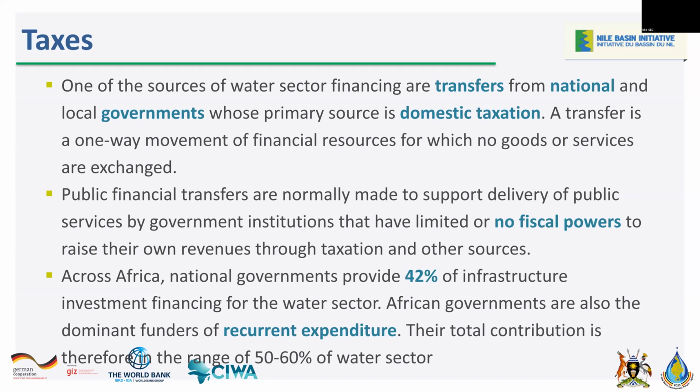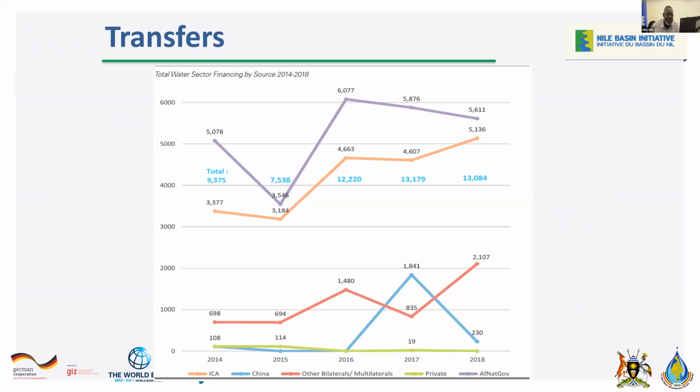Looking at the infrastructure side, over Africa, financing from national governments contributes to 42% of the infrastructure financing in the entire Africa in the water sector. If you consider that the national governments also bear the biggest burden of recurrent financing, then their contribution to the sector can go beyond 50%, up to sometimes 60%. That graph is taken from the report of 2010 of the Infrastructure Consortium for Africa, showing the purple line above there being the biggest contributor to the water sector in terms of infrastructure development.